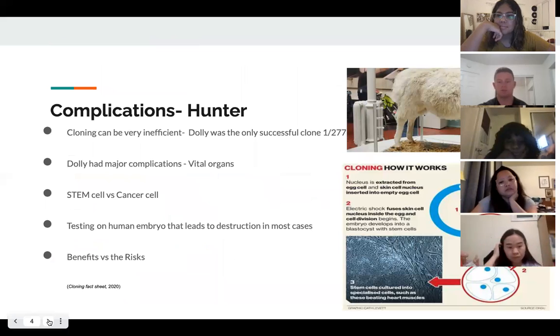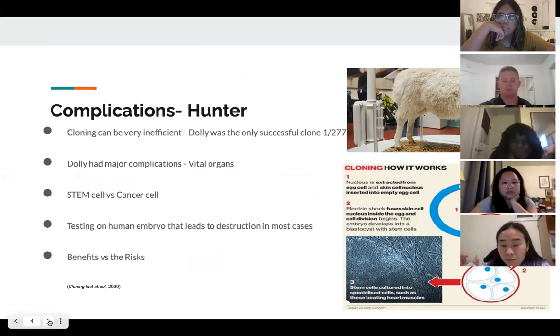All right, so there can be many complications associated with cloning. It can be very inefficient. Dolly is one of the first animals that was cloned. Dolly was one out of 277 embryos, so only one out of that. It's a very low percentage for cloning to actually happen. And not only was it a very low percentage, Dolly also had a lot of major issues. She had deformities in some of her vital organs, such as her liver, heart, and brain.